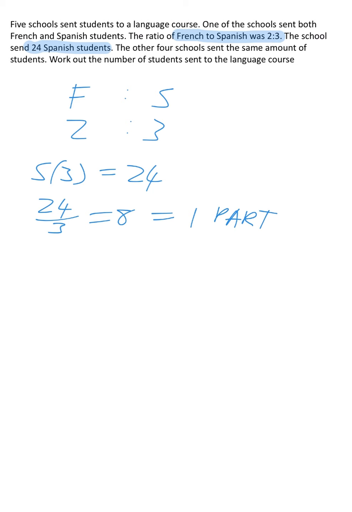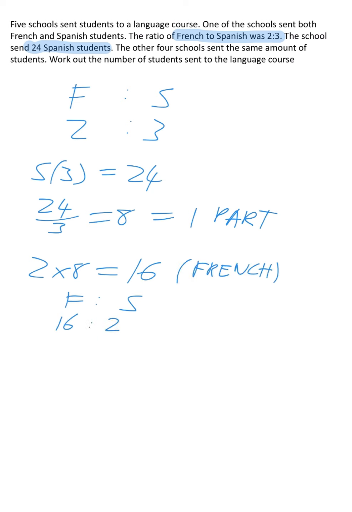So then if I want to find out the French students from that school, there's 2 parts in the French ratio. So 2 times 8 is 16. So our ratio then of French to Spanish is 16 to 24. So that means the total from that school is 40 students.